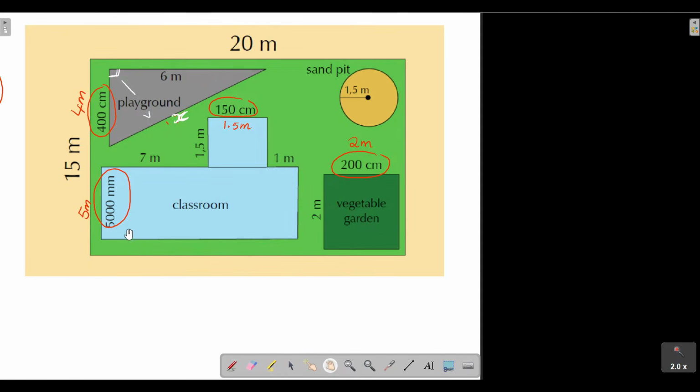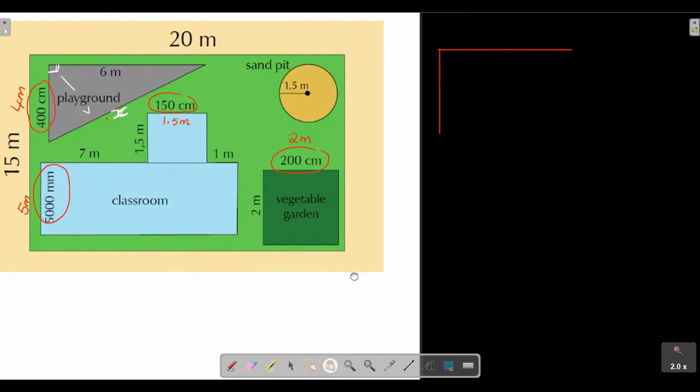What does the Pythagoras theorem say? If you are given a right angle triangle and you want to determine the length of an unknown side, here I'm going to redraw this playground and move it slightly to the side. We know that this is a right angle triangle because I told you it is. We already know that the length there is 6 meters, from there to there it's 4 meters, and we are trying to determine that side.